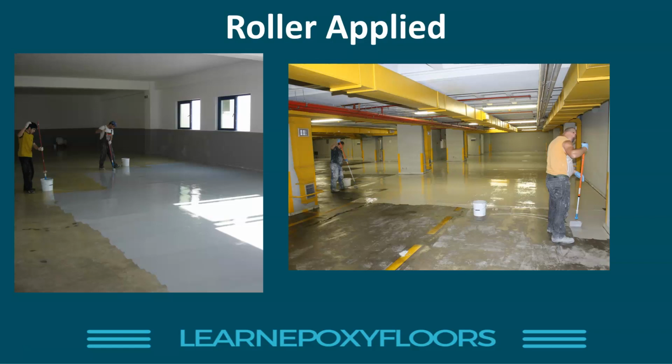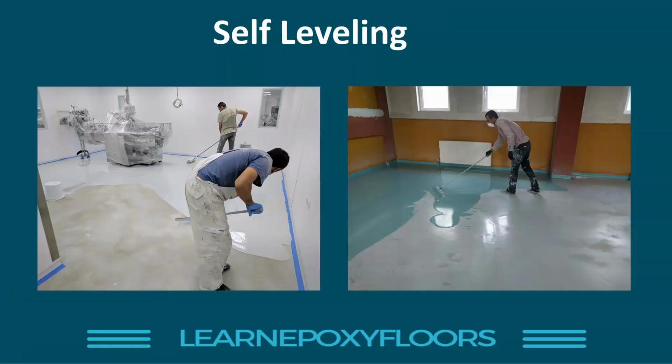And because you are using a roller, this is one of the reasons why you're getting this orange peel texture. You're not getting a super smooth texture, because with epoxies, you need to apply a bigger amount of product, and I will be explaining this further down. You need to apply more product to get the smooth self-leveling texture. This is more of a roller applied texture.